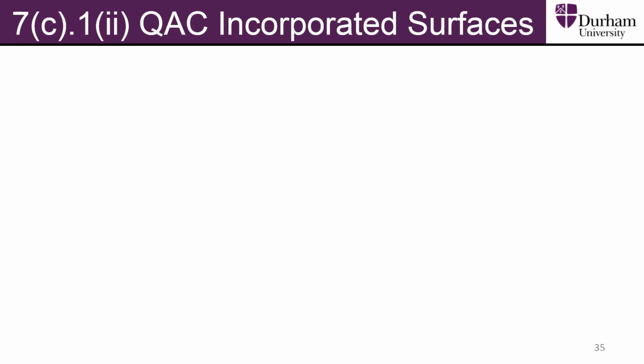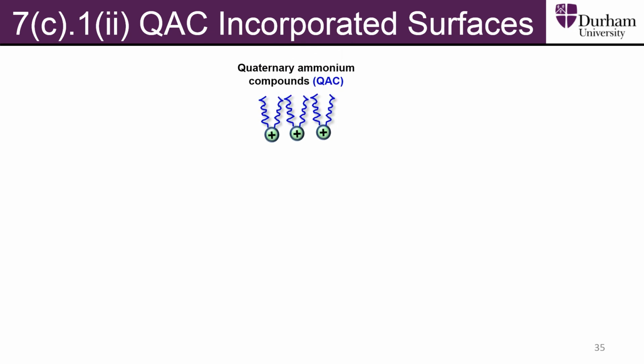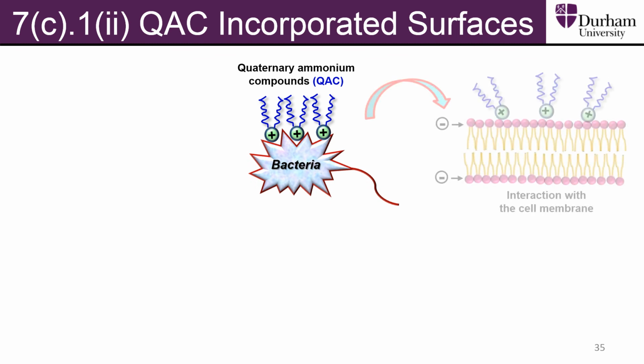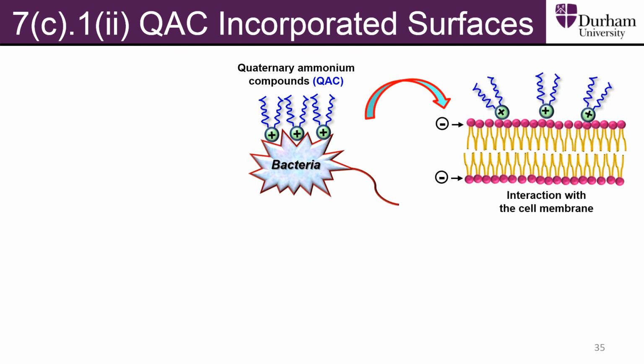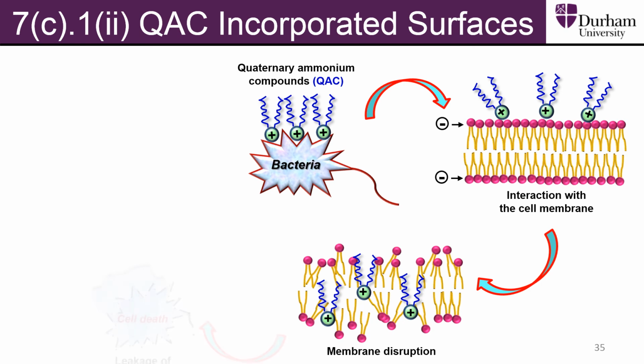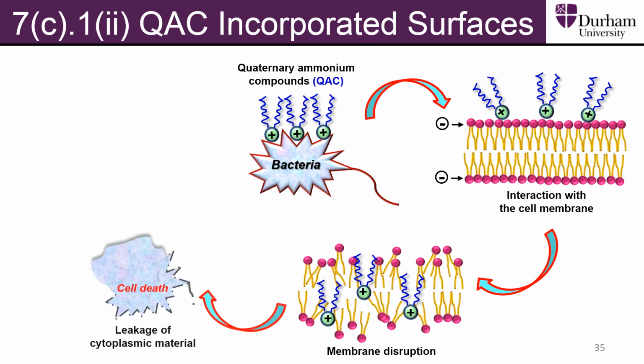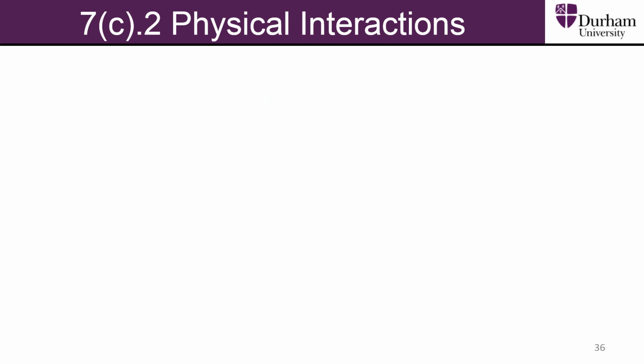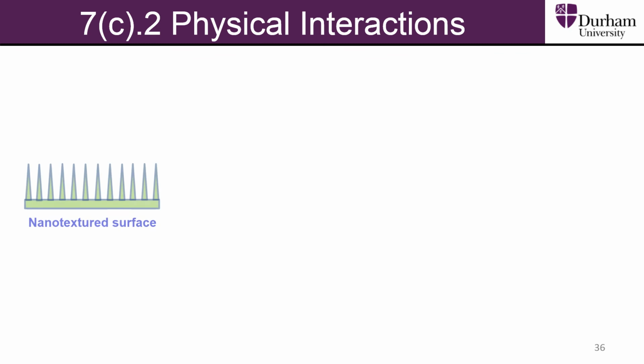Surfaces fabricated with quaternary ammonium compounds also exhibit contact-kill antibacterial effects. When the bacteria cells come into contact with these compounds, the electrostatic interactions between the positively charged quaternary ammonium compound head group and the negatively charged bacterial cellular membrane lead to leakage of cytoplasmic material from the cells, which ultimately kills the bacteria. This schematic describes the method of bacteria killing on a non-leaching nanotextured surface through physical interactions.